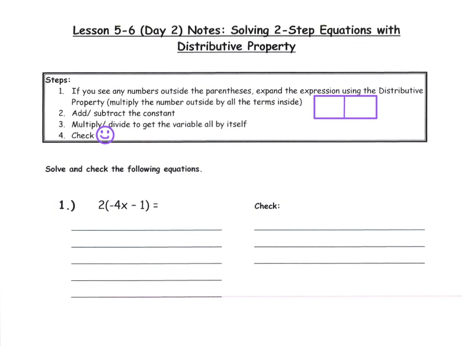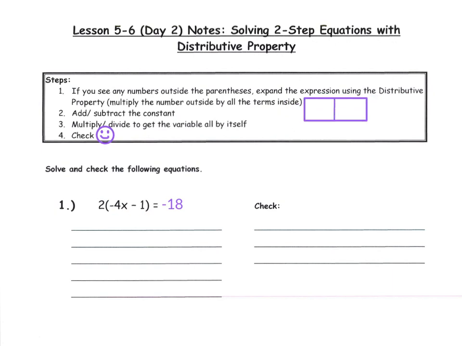Number 1, we're missing a part of the equation, which is just what's given to us. We have 2 in parentheses and negative 4x minus 1 equals. Fill that in with a negative 18, please. Okay, so step 1, if we see parentheses, which I do, I have parentheses right here. That means I need to multiply this 2 by both of the terms inside of the parentheses.